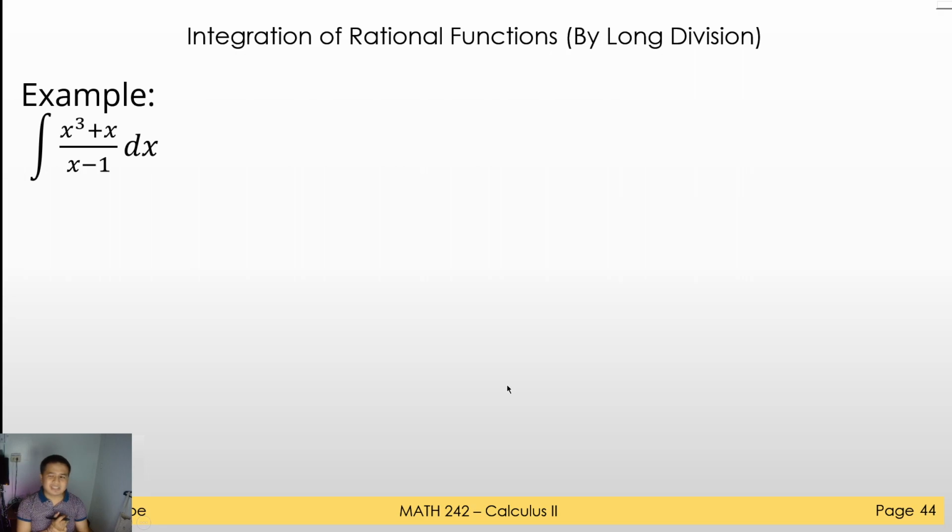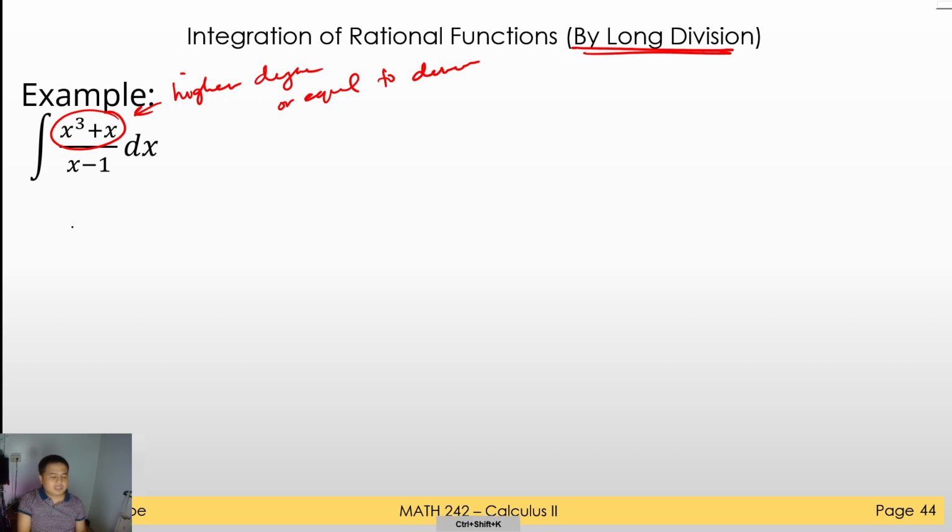I just want to add this since we have problems in the textbook that is similar to this. So if the numerator, as you can see here, is higher degree, or actually equal to the denominator, then you should use long division. So how do we do this now?